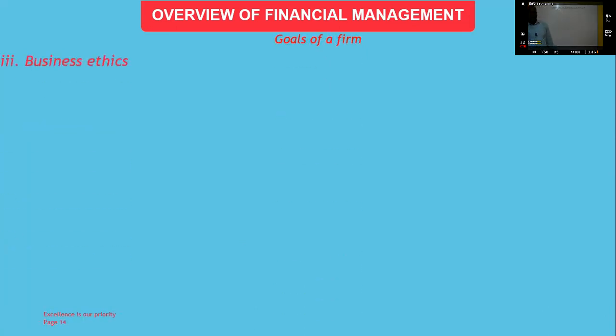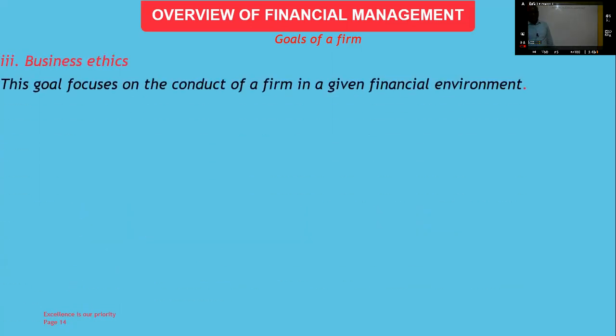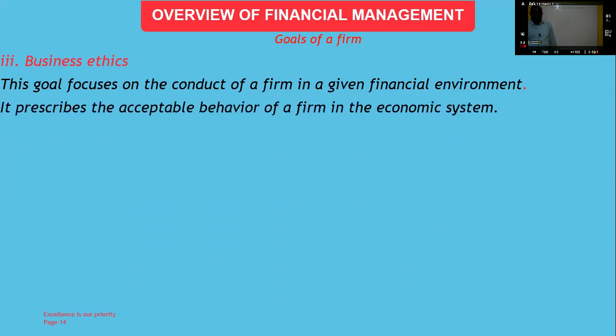Now, the third goal of a firm is business ethics. Friends, this goal focuses on the conduct of a firm in a given financial environment. It prescribes the acceptable behavior of a firm in the economic system. How should the firm conduct its affairs?